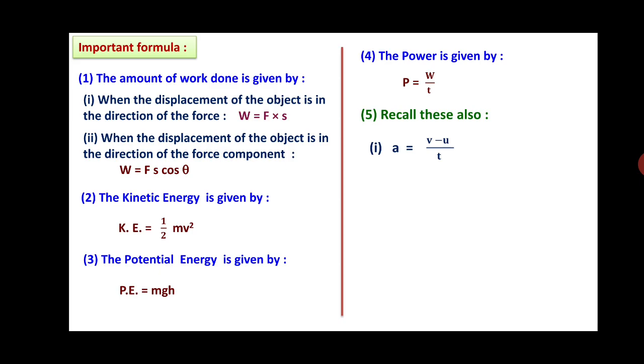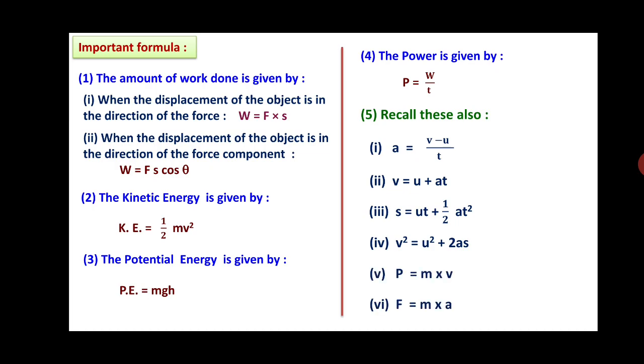So first, a is equal to v minus u upon t, v is equal to u plus at, s is equal to ut plus half at square, v square is equal to u square plus 2as, p is equal to m into v, and F is equal to m into a. Friends, let us start with the problems.